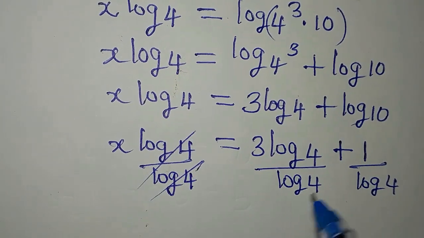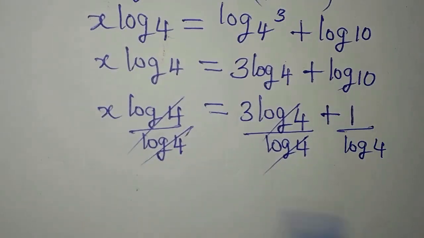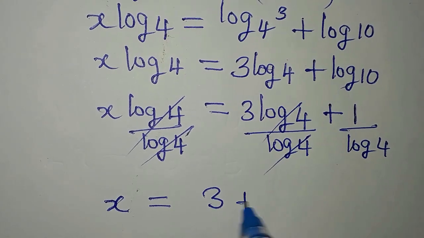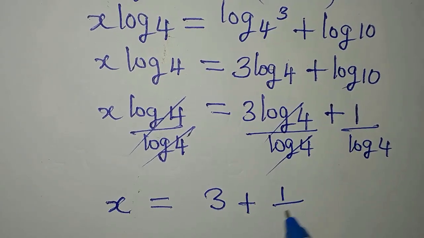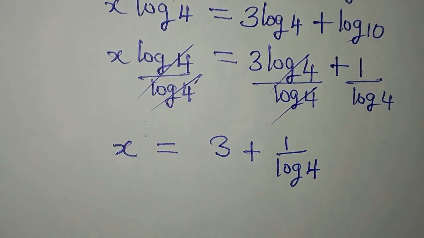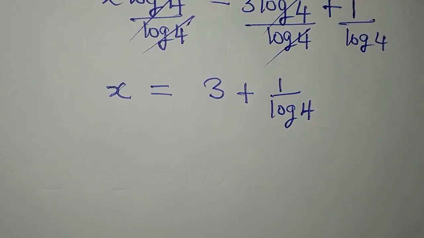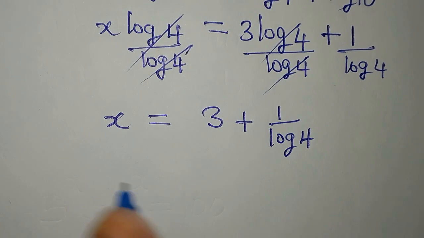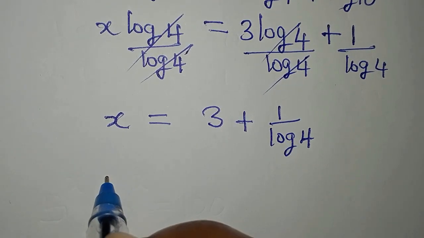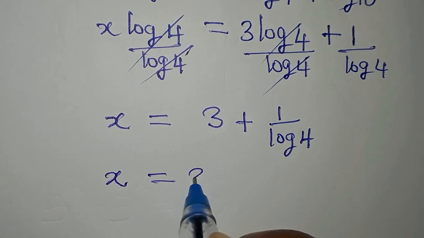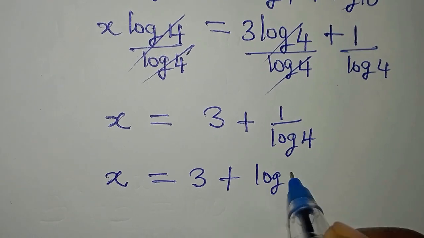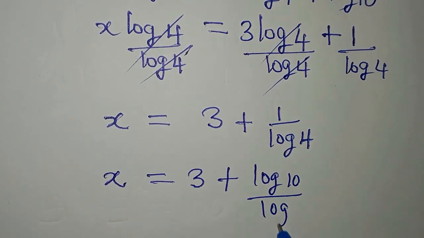So we divide this by log 4, then we divide this by log 4. This goes with this, and then we have x equal to 3 plus 1 over log 4. So this is what we have, but we can still process this, because this is the same thing as x equals 3 plus, 1 is the same as log 10, then we have that over log 4.